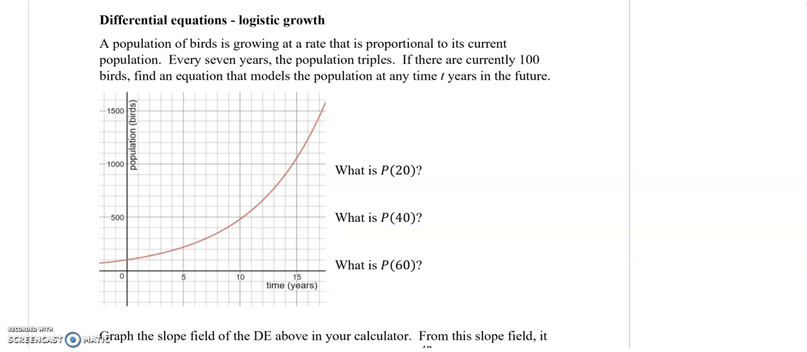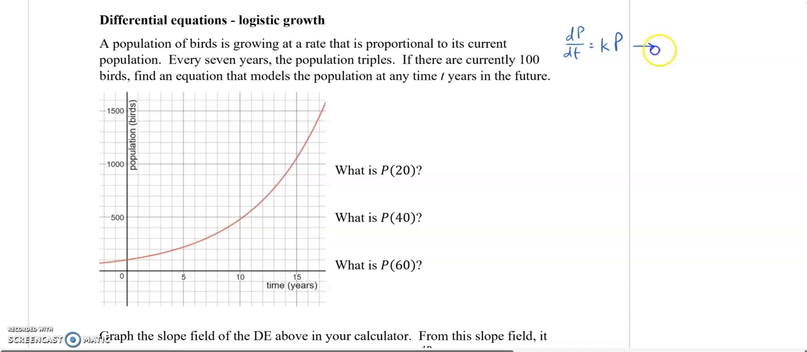We're going to look at another exponential growth model that models population, and we'll talk about why perhaps exponential growth is not always the best option for modeling population. So we've got a population of birds growing at a rate proportional to its current population. In other words, dp/dt is equal to k times p.